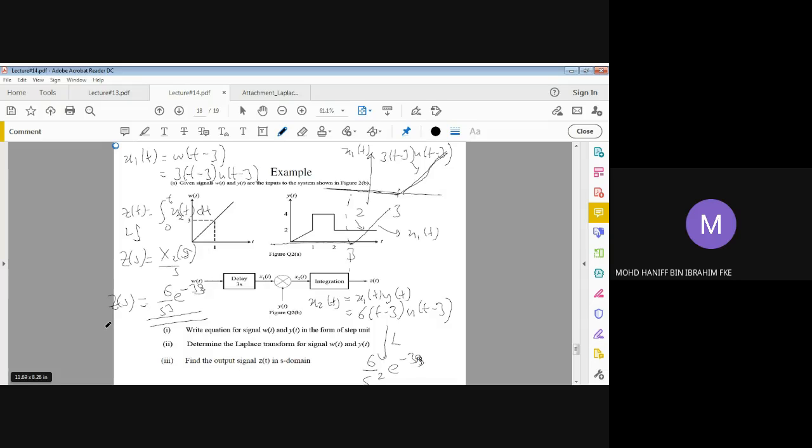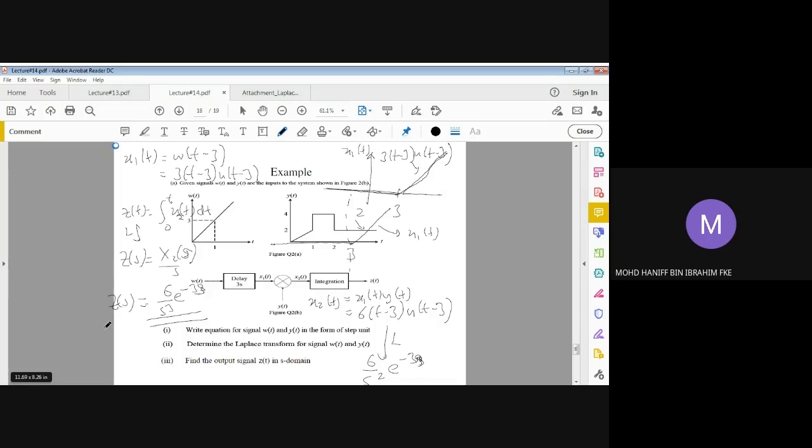Is it clear on the solution for this example? Any questions so far on this example? No questions at all? Okay, if there are no questions, I think I'm going to stop here.